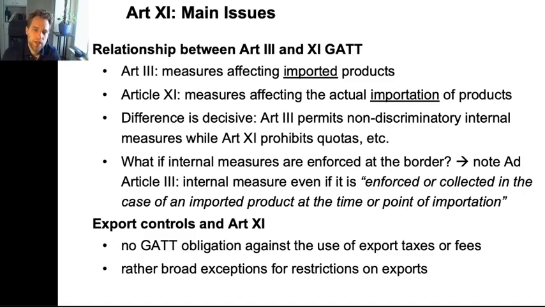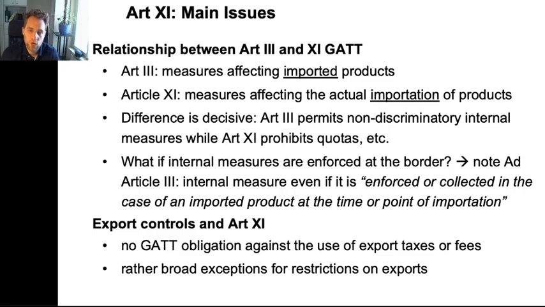But this difference is not only of theoretical importance, but also is decisive in actual implementation of rules. Why? Because Article 3 prevents discriminatory internal measures, so the non-discrimination principle between domestic and foreign products, whereas Article 11 concerns entirely different aspects, simply by saying, okay, how many products may enter your market.